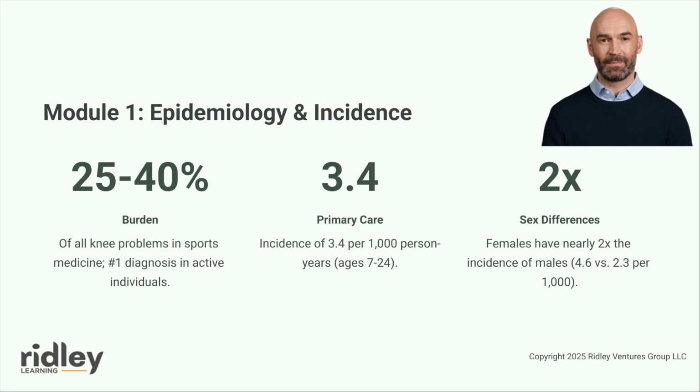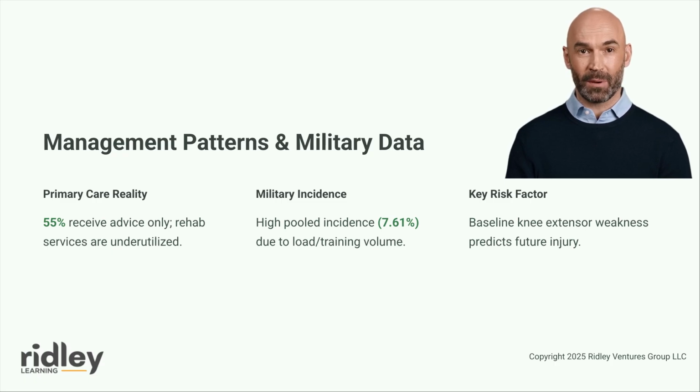The management patterns observed in this primary care cohort are particularly instructive for rehabilitation professionals. Advice alone constituted the most common intervention at 55.1% of cases, followed by physiotherapy referral at 28.2%, analgesic prescription at 10.4%, and orthopedic referral at 8.9%. These findings highlight that the majority of patients with patellofemoral pain are managed conservatively in primary care, with only a minority receiving specialized rehabilitation services. This pattern suggests potential underutilization of evidence-based exercise interventions that have demonstrated efficacy in controlled trials.